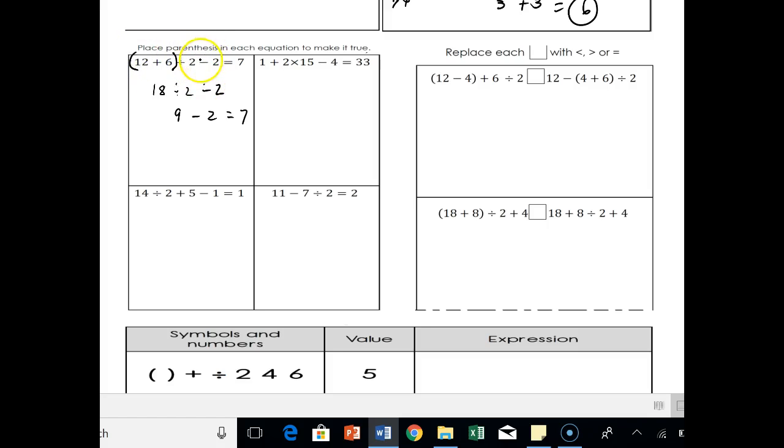Right? Imagine if I put them around the 2s. So if I put 12 plus 6 divided by 2, if I put parentheses around both 2s, well, that would be 0, and then 6 divided by 0 is nothing, and then 12 plus nothing is 12, so it wouldn't get me 7.